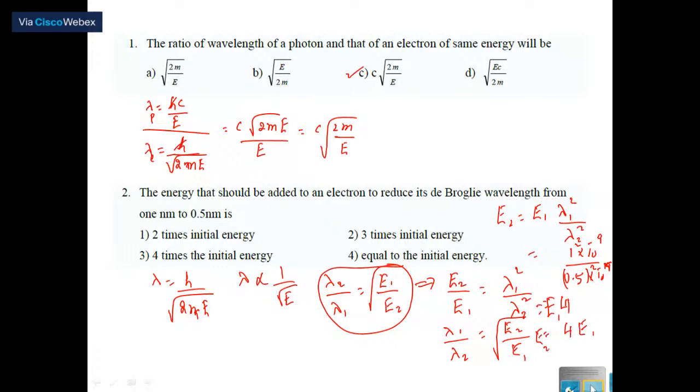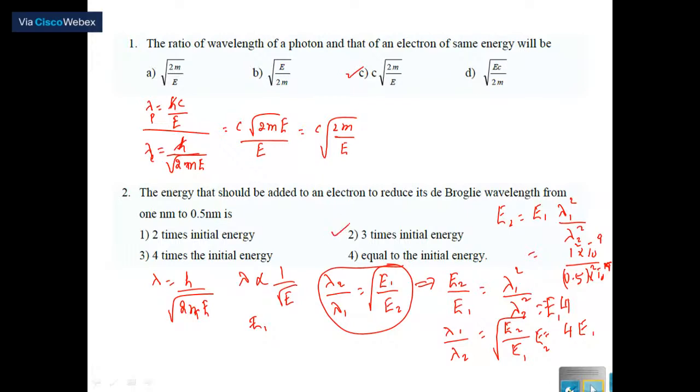In order to reduce the wavelength from 1 nanometer to 0.5 nanometer, the new energy should be 4 times the initial energy. But what he is asking is how much energy has to be added to reduce its wavelength from 1 nanometer to 0.5 nanometer. Already the electron has an energy of E1 initially. How much more energy has to be added to become 4E1? That is 3 times its initial energy.